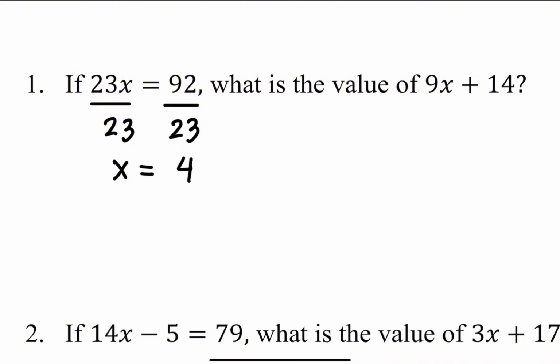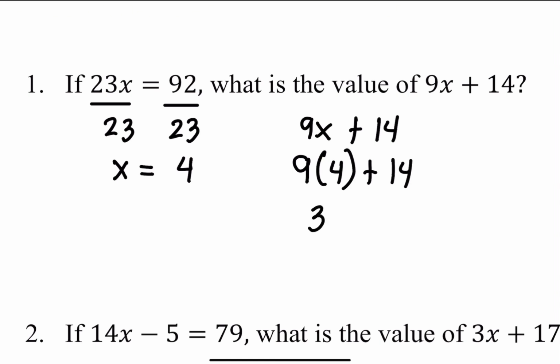Now, in order to determine the value of 9x plus 14, we have to substitute the value of x, which is 4, here in x. So we have 9x plus 14. Substitute the value of x, it will become 9 times 4 plus 14. 9 times 4 is 36 plus 14, which is equal to 50. So the answer for number 1 is 50.